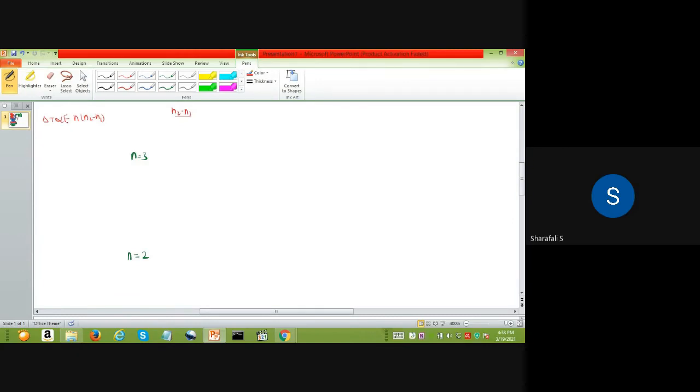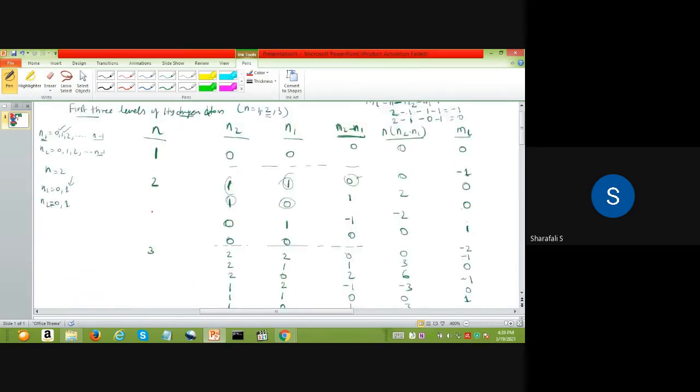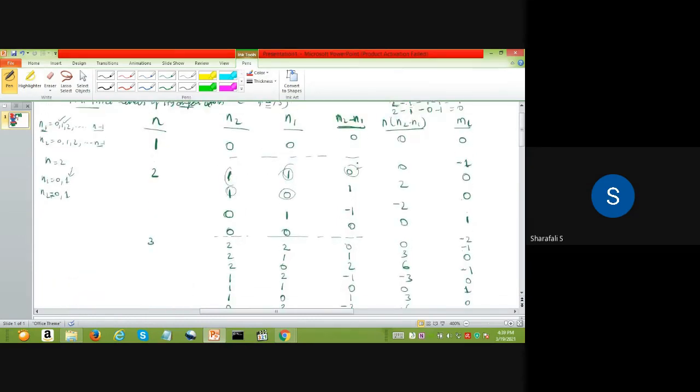So your delta T depends on this. If your n2 minus n1, how many values are there? It depends on the energy levels. So n2 minus n1, if you consider the n equal to 2 case, we will have values corresponding to n2 minus n1 as 1, 0, and minus 1. You can get it from this table. From here, we have 1, 0, and minus 1 values for n2 minus n1.